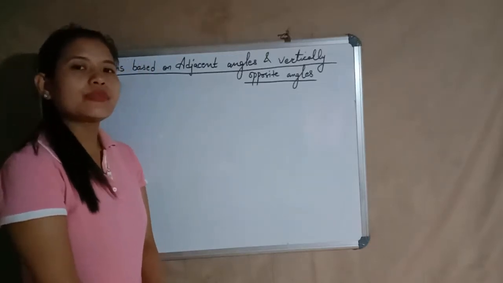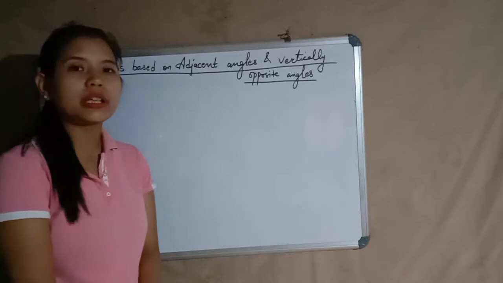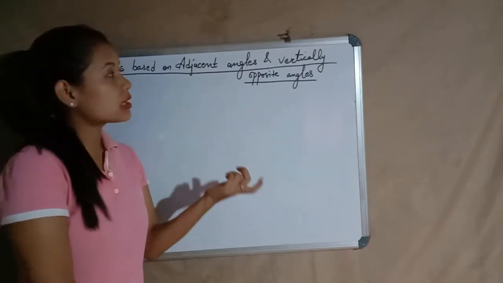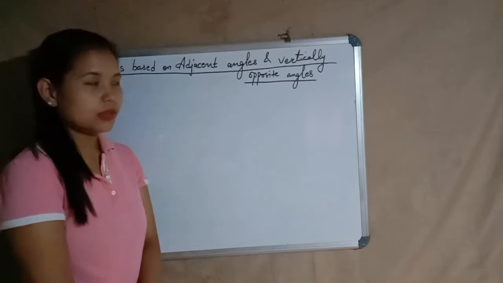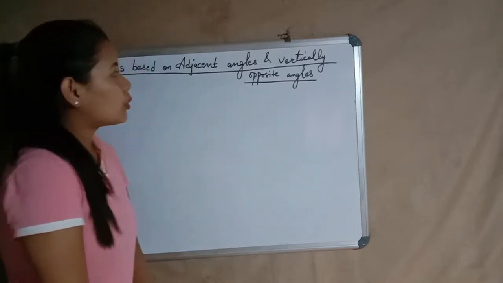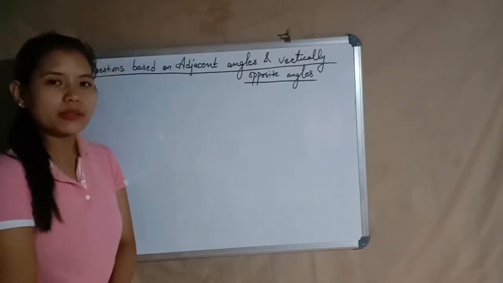Remember children, in this video I'll be dealing with a few questions based on adjacent angles and vertically opposite angles. We already know what adjacent angles and vertically opposite angles are, and we also know a few facts regarding these angles, right? So recalling all those facts, we will be solving a few questions from your exercise also.